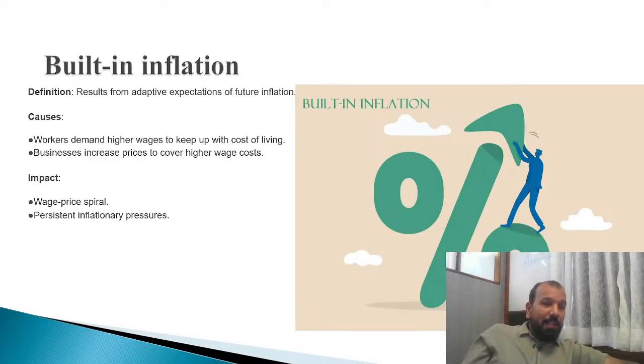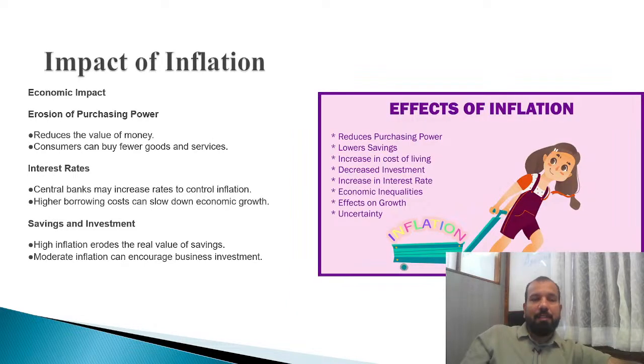Then the built-in inflation, same. Somebody was discussing the built-in inflation. Workers demand higher wages to keep up with the cost of living, the same as what we were discussing in the previous slide. Businesses increase prices to cover the higher costs. Wage price spiral, the same thing. When you ask for more wages, what do the marketers do? Marketers have to absorb those costs, so they increase the price of products and services. That is called built-in inflation.